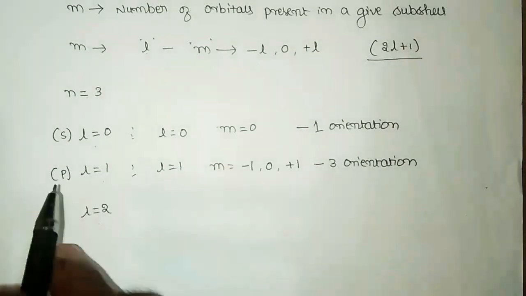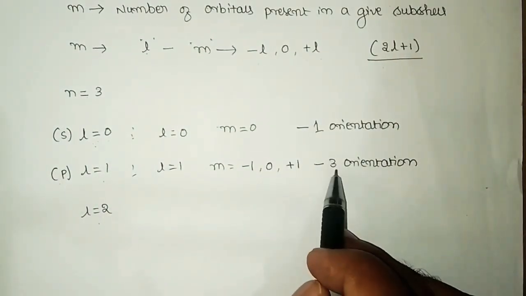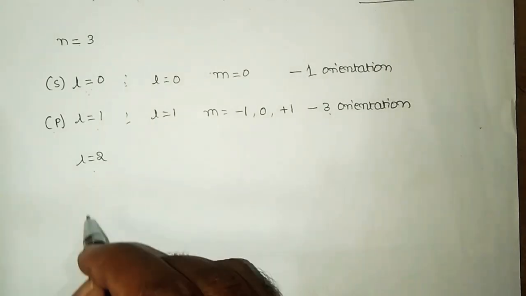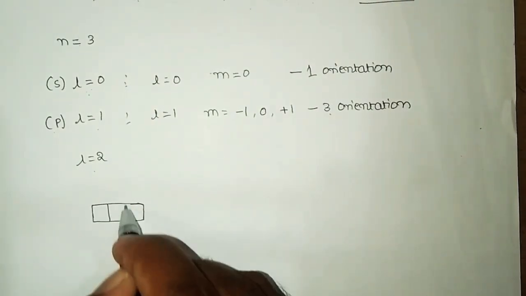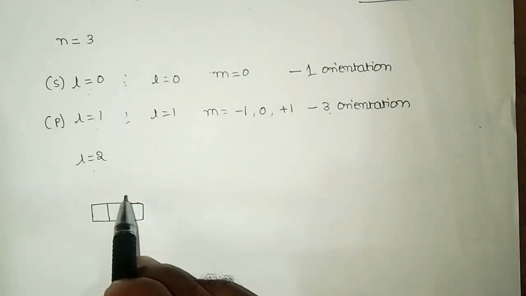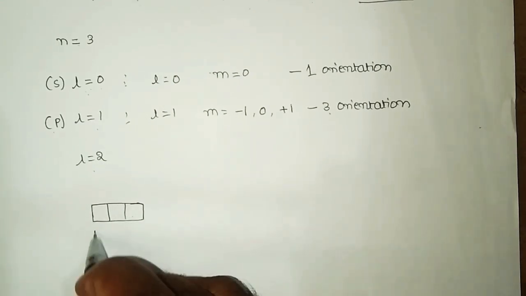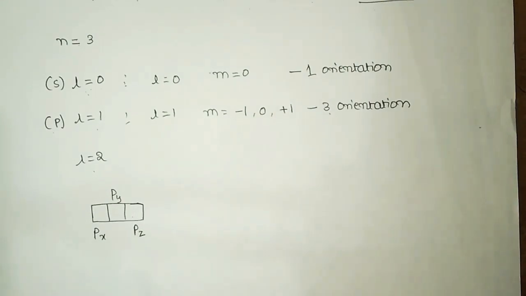That means in a P subshell we'll be having 3 orbitals. And hope you remember, when you are writing the box electronic configuration for a P subshell, we used to write 3 boxes, right? So that completely accounts for the subshell, and in that subshell we will be having 3 orbitals. One is Px, Py, and the other one is Pz.